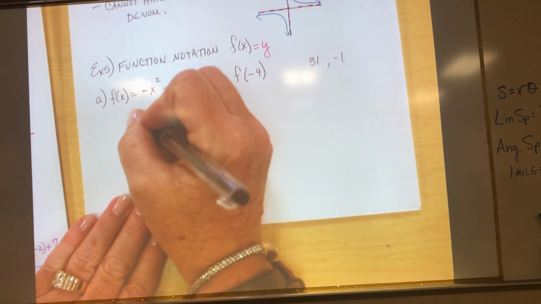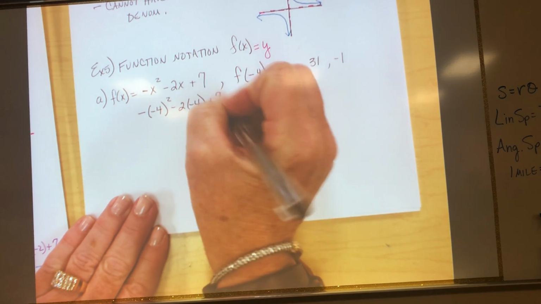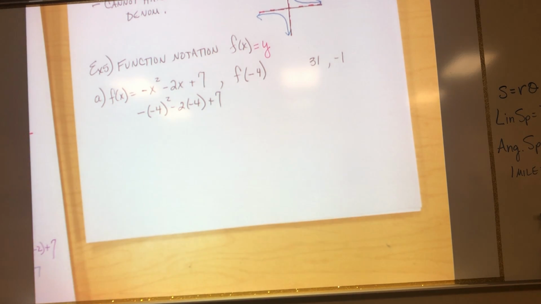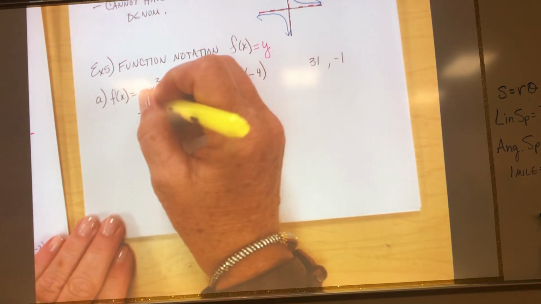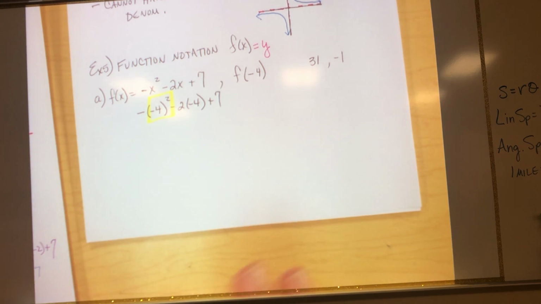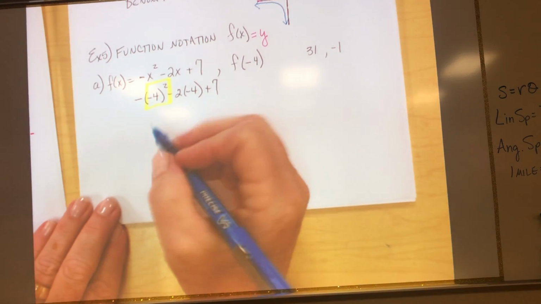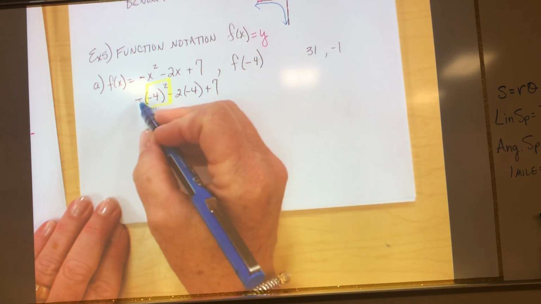So I'm gonna plug the negative 4 in. It's gonna look like this. Does everybody agree? Now, does this negative cancel this negative out? Yes? No. The order of operations says that you have to raise to a power first. If you got 31, you fell for it. So what is negative 4 squared? 16. What's the opposite of 16? Negative 16.